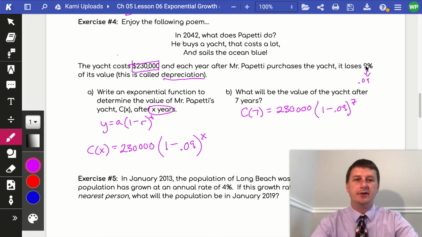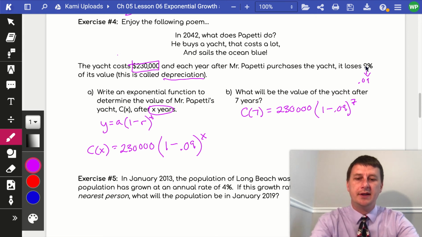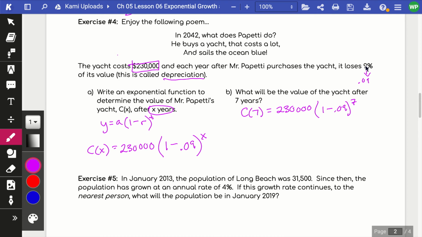Now, whatever calculator you're using, I want you to pause this video and go ahead and put that function into your calculator to compute the value of the yacht after 7 years. So again, make sure you put the parentheses in the right spot, and make sure that you raise the exponent outside the parentheses, and then take whatever number you get there and multiply it by your original amount of $230,000.